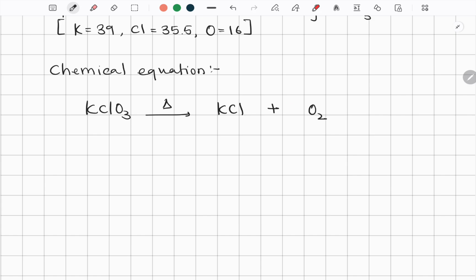Now first of all we have to write down the balanced chemical equation. This is not balanced, because K matches and Cl matches, but here we have 3 oxygen and here we have only 2 oxygen atoms. So we multiply 2 over here and 3 over here: 2 KCl, 2 times 3 is 6 oxygen, 3 times 2 is 6 oxygen. I hope you understand till this point.